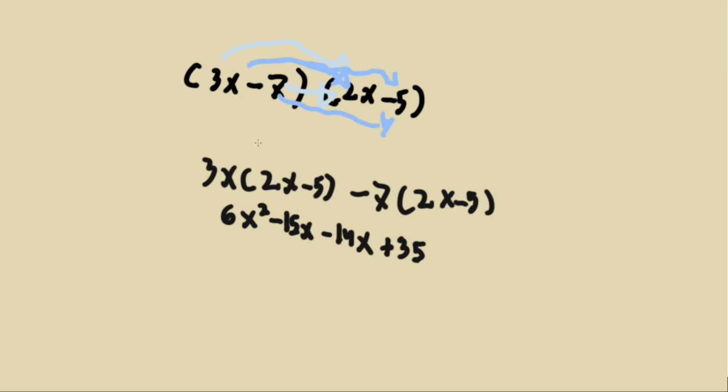Now, this might be a little confusing. Just remember, when we multiply them, we distribute this 3x to both of these, and then we can distribute this 7. So we can just rewrite it as this equation right here. This is the same equation, but we expanded it. So this is all. I hope you understood this lesson today.